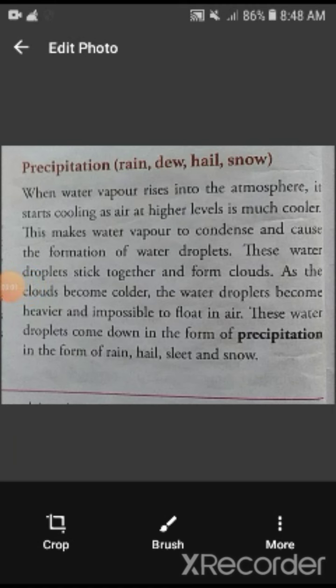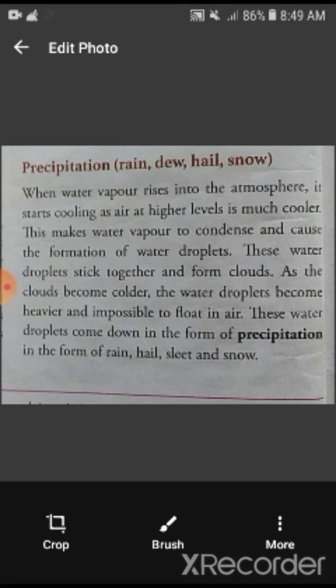Our next element of weather and climate is precipitation. When water vapor rises into the atmosphere, it starts cooling. And how does the water vapor rise? When water gets evaporated from the water bodies, it becomes lighter and rises up. When it rises up, it becomes cooler, as at the higher levels it becomes much cooler. This makes the water vapor condense and cause the formation of water droplets.